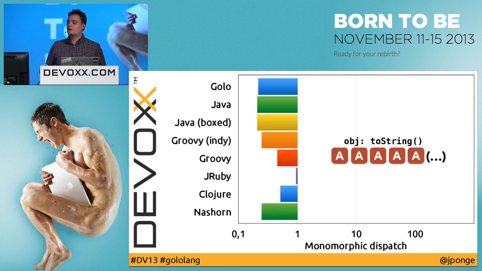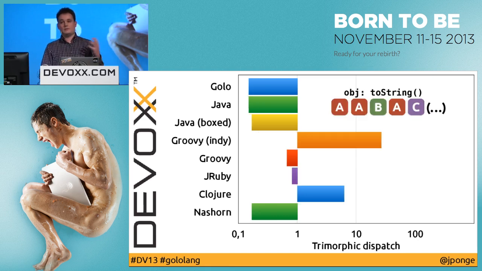So the first benchmark is what we call monomorphic dispatch. And if it scares you, don't be scared. It's pretty simple. Just imagine that you have a bunch of objects, like 12 elements. You have a for loop over the elements, and you want to call the toString method on each element. So this is a monomorphic call site because you always dispatch toString to the same class. So in this case, you can see that Golo has Java-like performance.